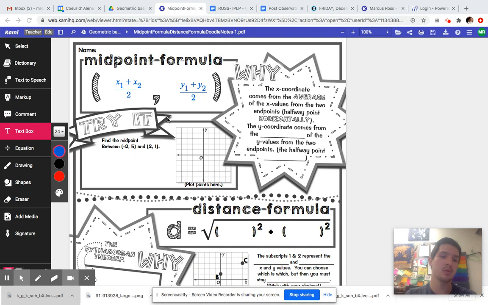But we're going to be learning about the midpoint formula and the distance formula today. These formulas are just going to have to be memorized, just like the Pythagorean theorem and any other equations that you've learned in the past.